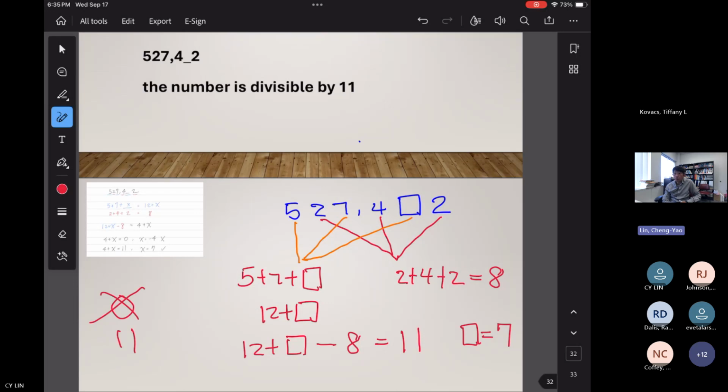Does that make sense to you for this problem? So you want to find out that the answer will be equal to 0, 11, or 22, some number divisible by 11. If this is divisible by 11, then the number you fill in makes the whole number divisible by 11.